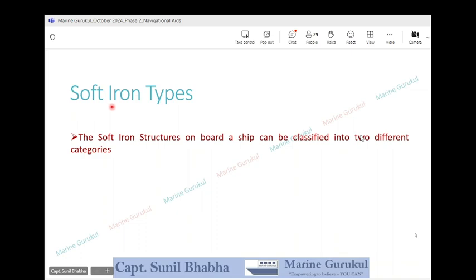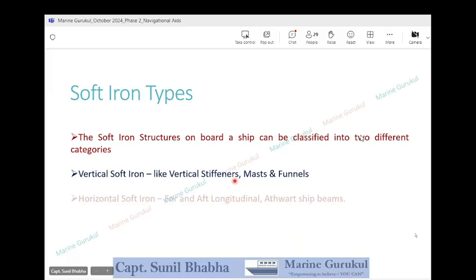The soft iron structures which are present on board can be classified into two different categories. These are the vertical soft iron, which has a vertical orientation. It could be the vertical stiffeners. The vertical stiffeners are welded onto the bulkheads, so they have a vertical orientation. Or you could have the masts, forward mast, any cranes, the crane houses, the aft mast, and the funnel. All these structures have a vertical orientation on board.